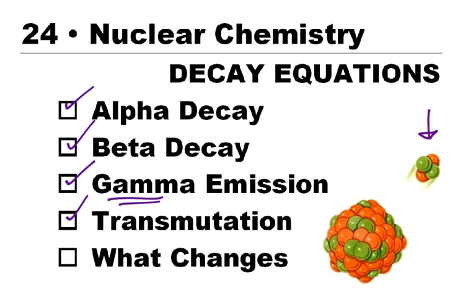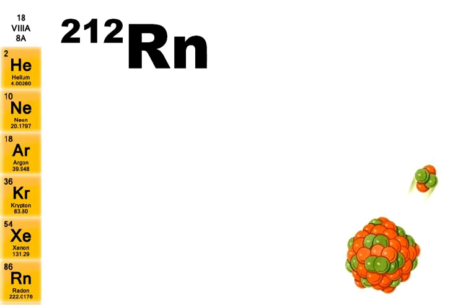Now, any time that we end up with a different element than we started with, then officially that's transmutation. We should recognize that. And some of the times we want to find out, well, what is actually changing? You know, is it just particles going off, or is something else more interesting going on? The first example they showed us here was radon 212.